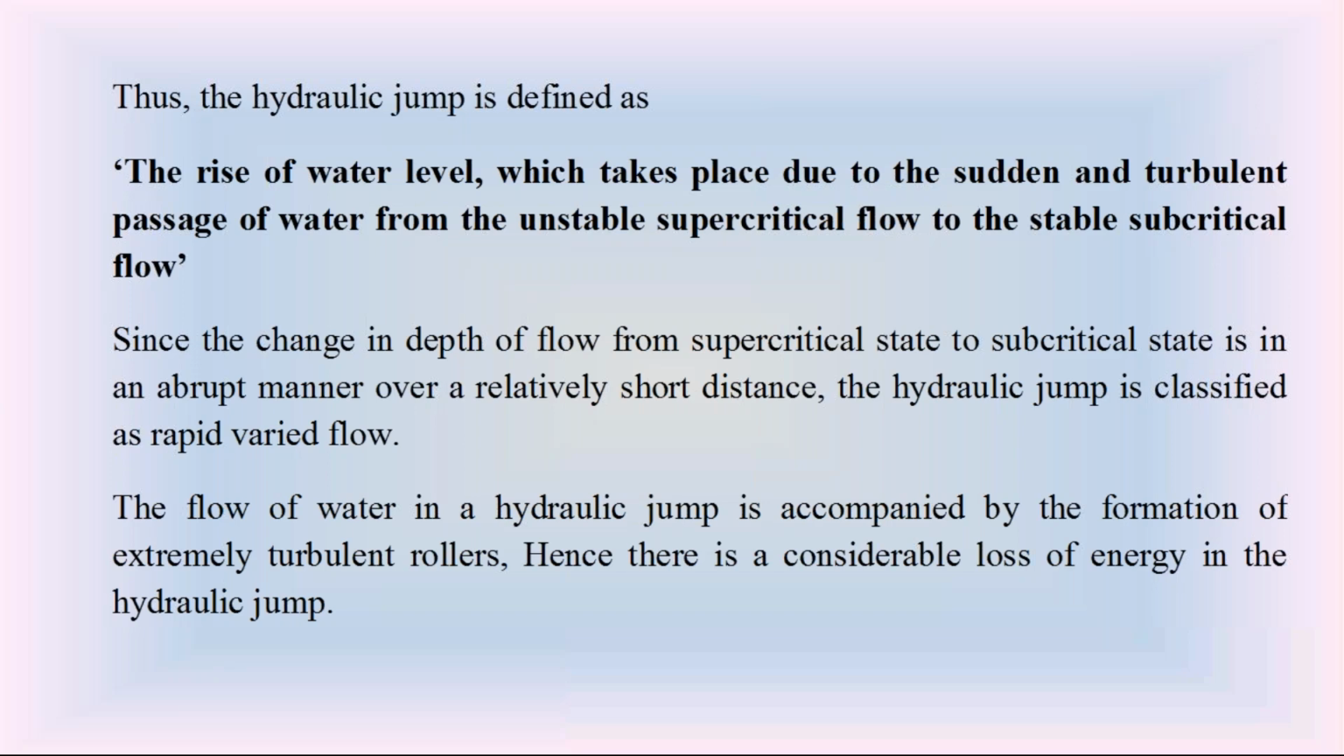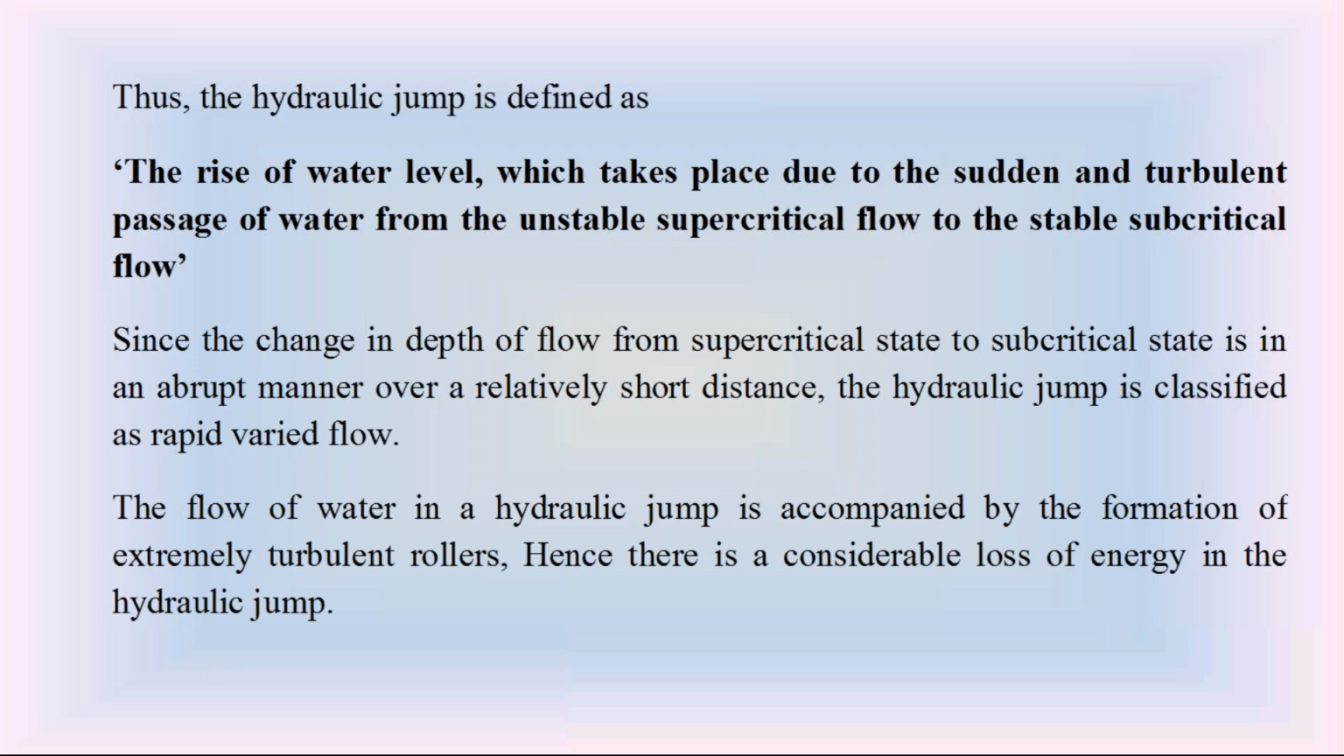In hydraulic jump, the depth of flow is changing rapidly, increasing rapidly from supercritical condition to subcritical condition, over a short length. So we classify this hydraulic jump as a rapid varied flow. Since in hydraulic jump the water flow is changing from supercritical condition with high kinetic energy into subcritical condition with less kinetic energy, there is a loss of energy in the region of hydraulic jump.